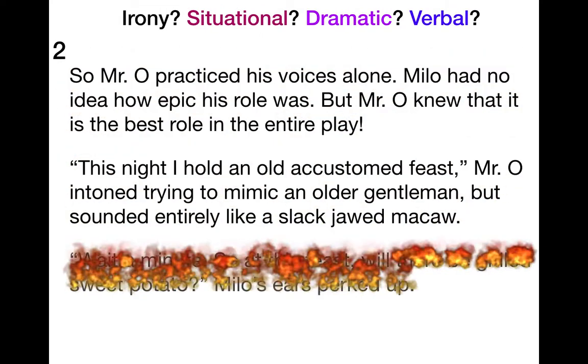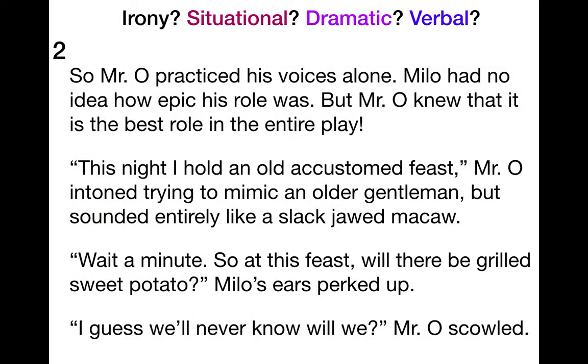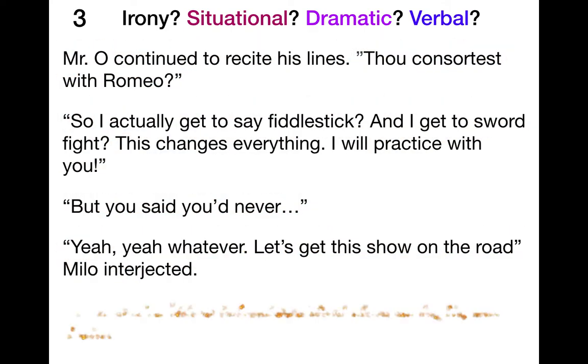Very good. Last example, Mr. O knows that this is the greatest role. Mercutio is the greatest role in the entire play, but Milo has absolutely no idea. What type of irony is that where the reader and maybe one of the characters knows more than another character? We know more than a character. That is dramatic irony. Very, very good.